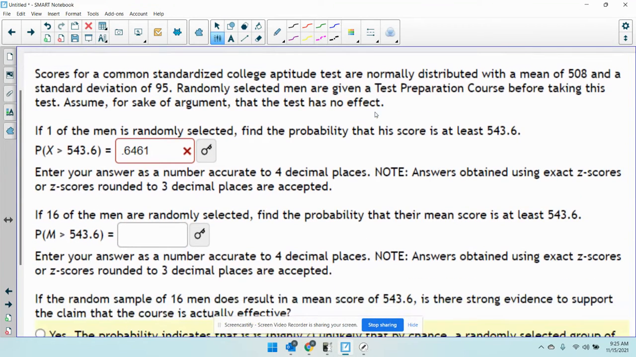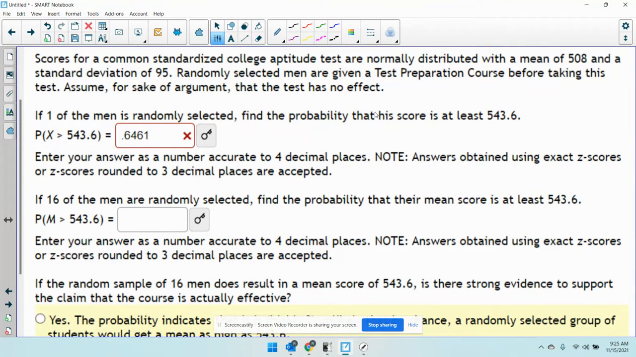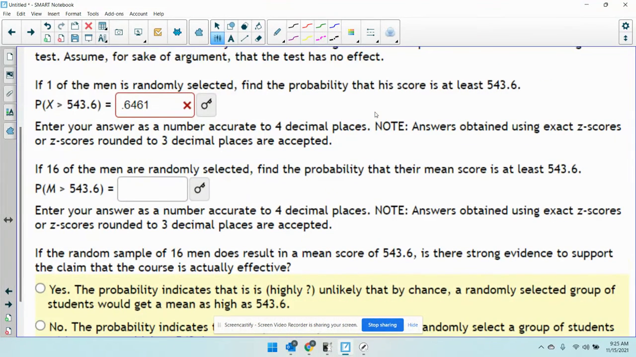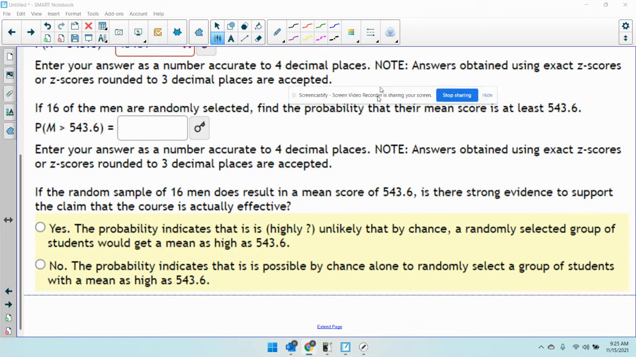Okay, question 19. Scores for a common standardized college aptitude test are normally distributed with a mean of 508, standard deviation of 95. Randomly selected men are given a test preparation course. If one of the men is randomly selected, find the probability that his score is at least 543.6.